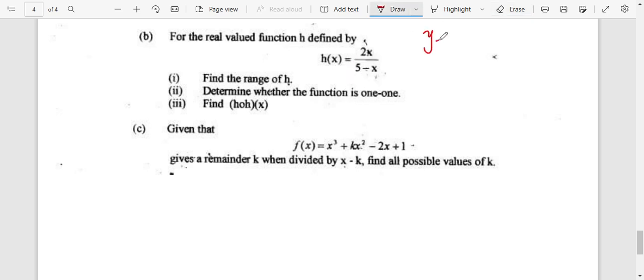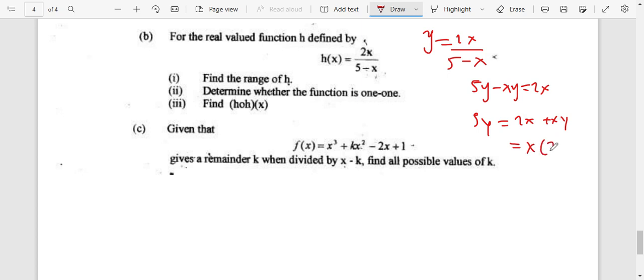Now range, I'm going to say y is equal to 2x over 5 minus x. Cross multiply, you're going to have 5y minus xy is equal to 2x. And then take those terms with x to the other side. Going to have 5y is equal to 2x plus xy. Factorize out x open brackets 2 plus y. That is going to be equal to 5y. So x is going to be 5y over 2 plus y.